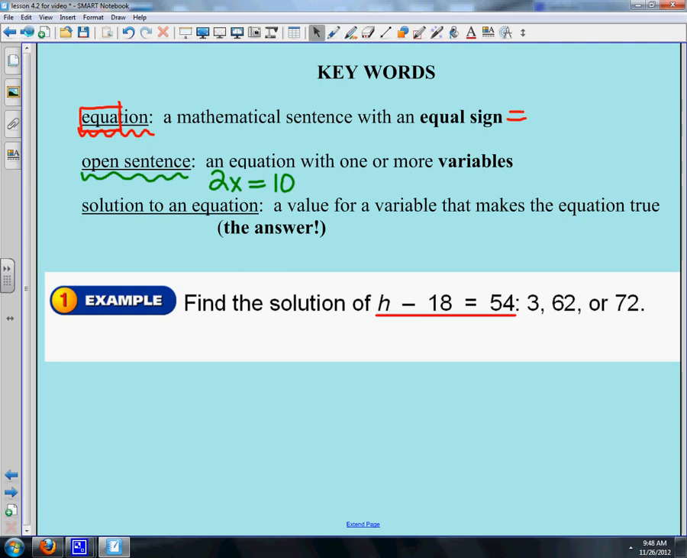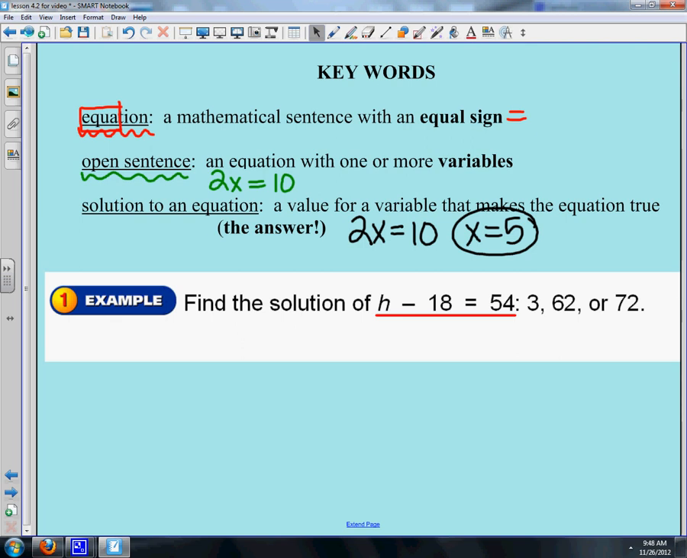A solution to an equation is a value for a variable that makes the equation true. So the answer. If my open sentence was 2x equals 10, x equals 5 would be the solution.